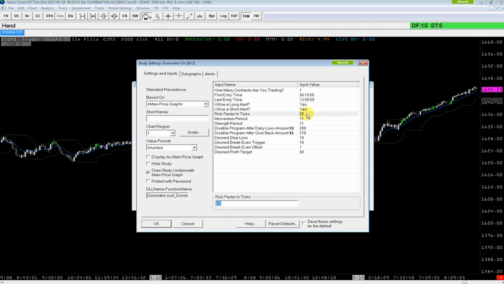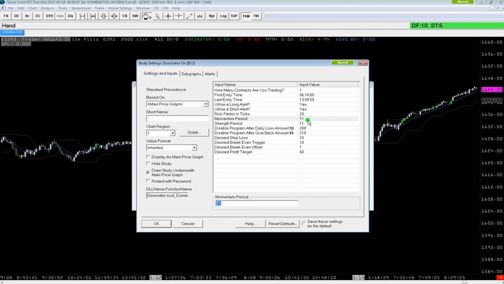Risk factor, we can turn this way down because we're dealing with the S&P. You see how small of a channel it travels in. You can adjust your risk in ticks. Plus, you have to remember that the S&P is higher, it's $12.50 a tick, so you have to adjust accordingly. If you're used to trading on like a $5 a tick chart, you may want to do the math before you start. Everybody knows that. So let's just put it on 15 or 20. Let's keep it on 20.